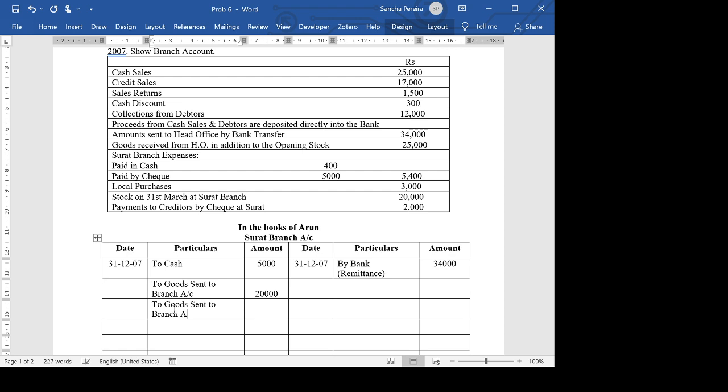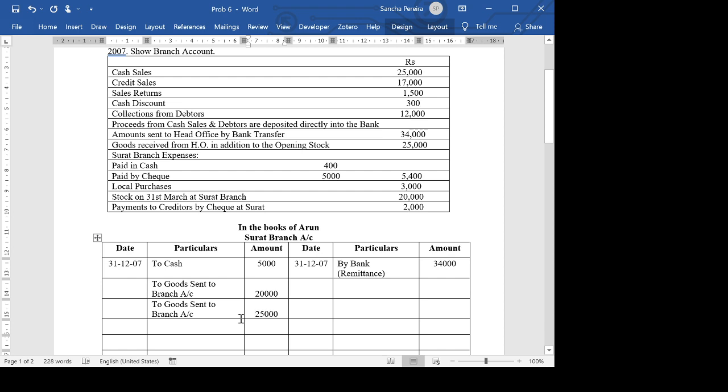If we were doing a branch stock account, all these two would have come in the branch stock as well. But we don't have to do that because everything with regard to the stock is given to us. So goods received from head office in addition to the opening stock is 25,000. This is not going to come anywhere else. It's only going to be here. This is not going to affect any other.